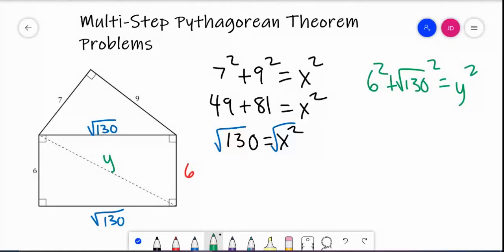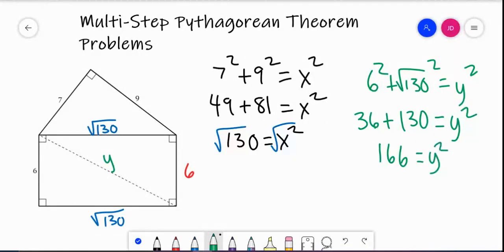And 6 squared is 36. The square root of 130 squared is 130, equals y squared. 36 plus 130 is 166. Find the square root of both sides. The square root of 166, that is the length of this.